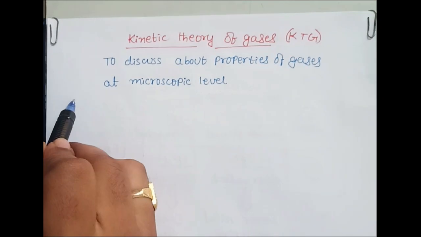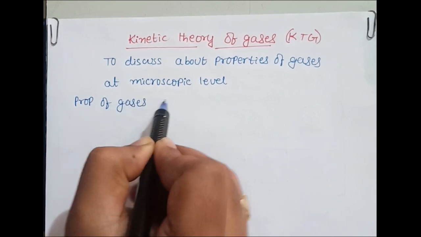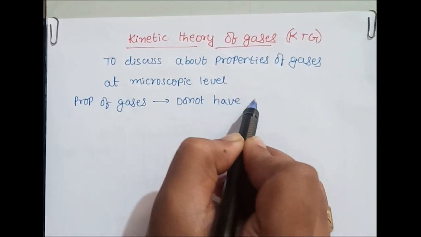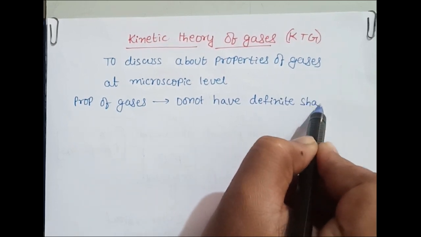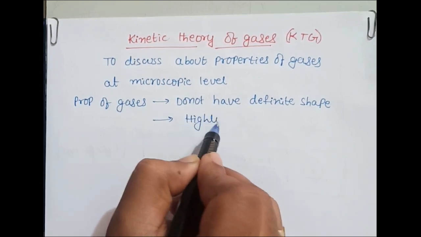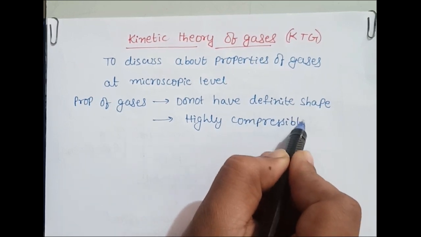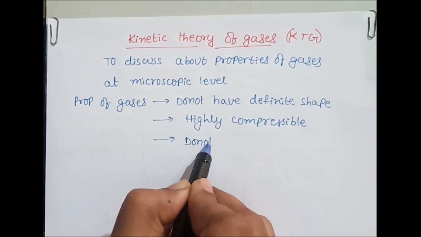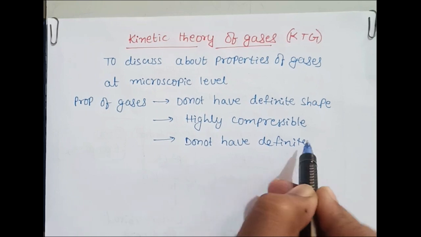We all know the general properties of gases. What are they? They do not have a definite shape, but we don't know why, and that is going to be explained by this theory. They are highly compressible, we all know that, and why, we are going to learn here. Similarly, gases do not have a definite volume, and so on.